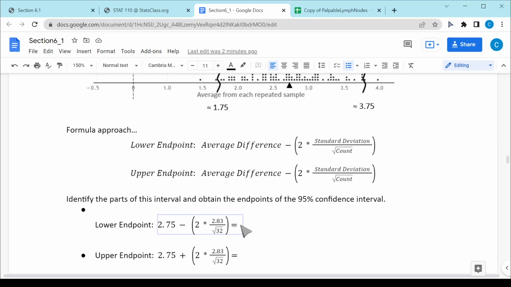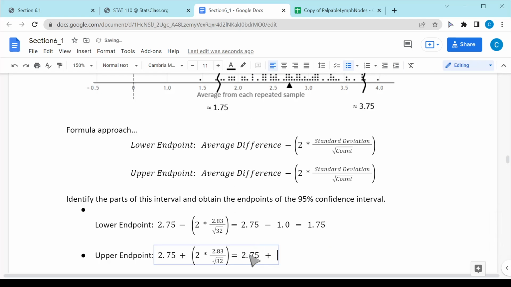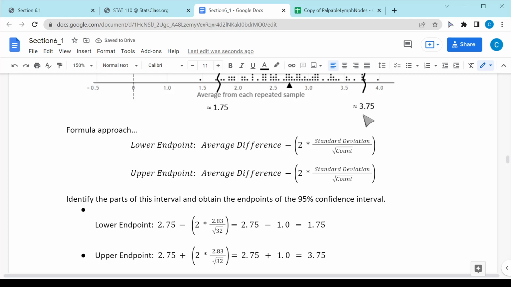So the math involved for the lower endpoint is going to be 2.75 minus 1.0. That's where I'm getting that number 1.75 up in that graph up there. For the upper endpoint, I just need to take 2.75 plus the value of 1, and that is the value of 3.75. Again, that's the upper endpoint up here. Teacher always picks the easy examples where the math is real easy. So my margin of error here is exactly 1.